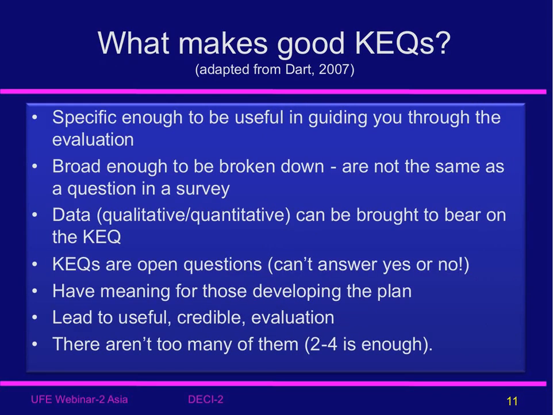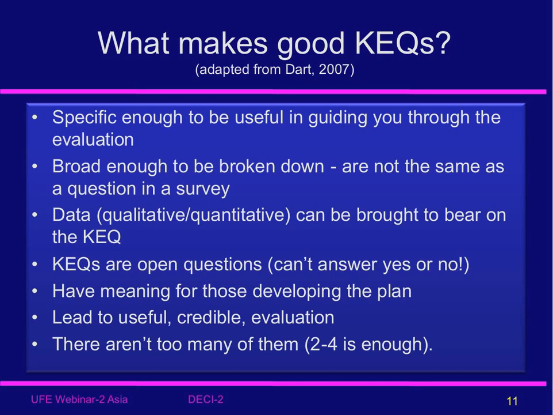So let's talk about how do you make a good key evaluation question. To begin with, check your question. It should not be a closed question that can be answered as a yes or no. At the same time, it should be broad enough to be broken down into smaller questions. For example, a question such as, did community workers use X application software? This is a closed question and the answer is limited to a yes or no.